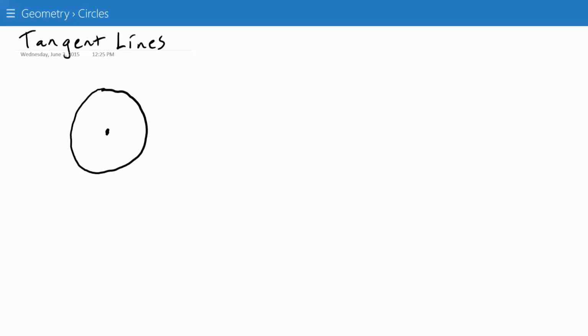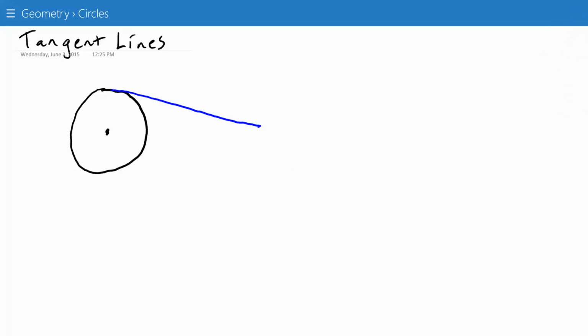Okay, today we're going to take a look at tangent lines. So you've been learning about circles, and then these weird lines come up, tangent lines. So let's draw ourselves a circle. Now hopefully you already know what a tangent line is, because we're going to look at some uses for them. But a tangent line touches the circle at exactly one point.